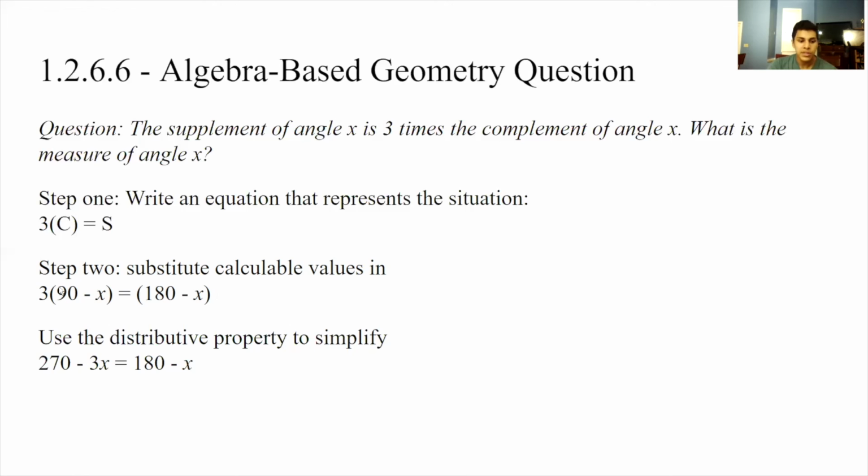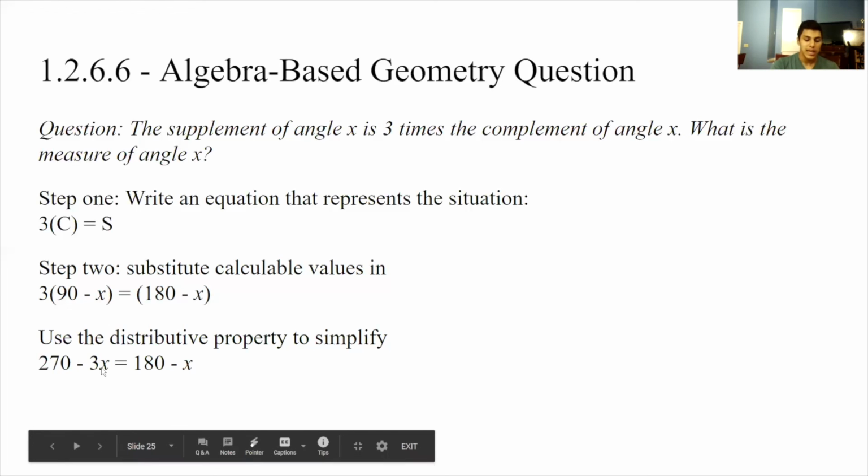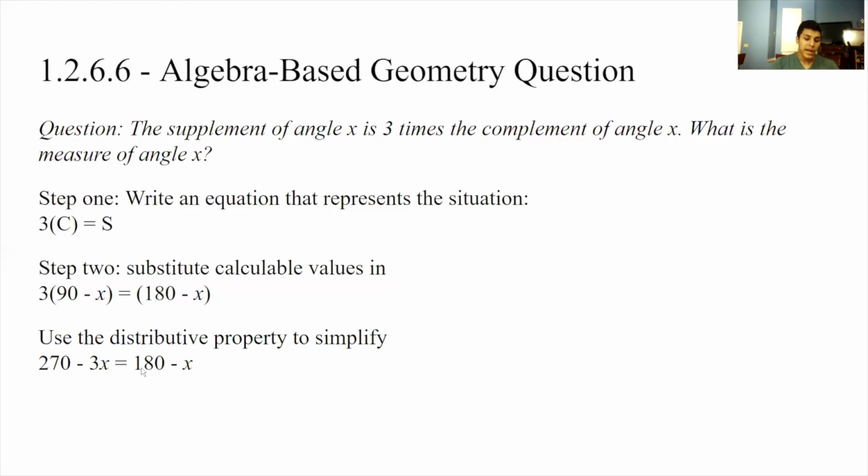And so in this case, we use the distributive property on the left-hand side of the equation, where we have 3, which is a constant, being multiplied by an expression in parentheses, which is 90 minus x. So the distributive property says you can multiply 3, or whatever's outside the parentheses, by each individual term in the parentheses. So in this case, we turned 3 times (90 minus x) into 3 times 90 minus 3 times x, or in other words, 270 minus 3x. And then since we didn't distribute on the right-hand side of the equation, the right-hand side stays equal. So now our equation tells us 270 minus 3x equals 180 minus x.